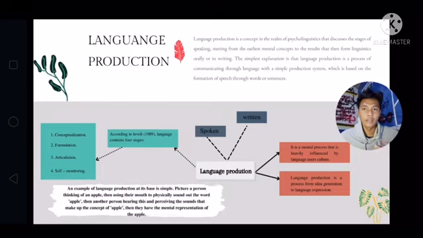to explain it simply. The explanation of language production is basically simple. Imagine a person thinking of an apple, then using their mouth to physically sound out the word apple. Then another person hears this and perceives the sound that makes the concept of apple. Then they have the mental representation of the apple.